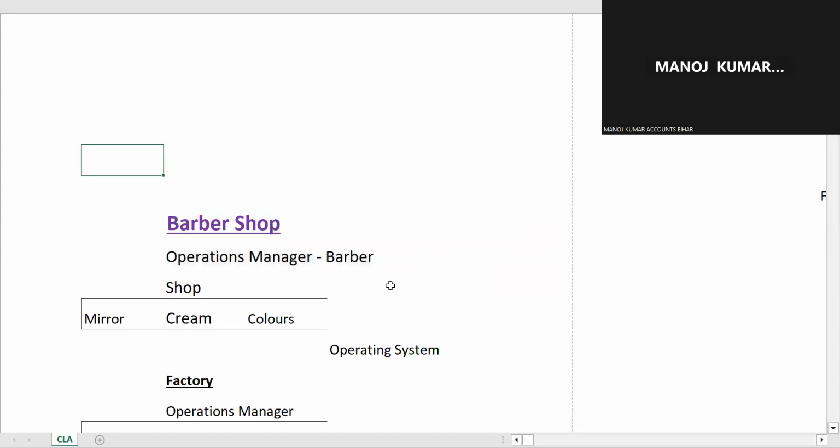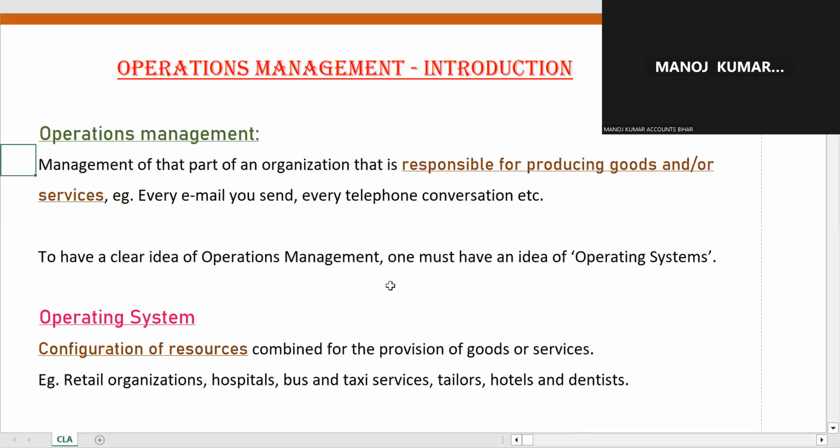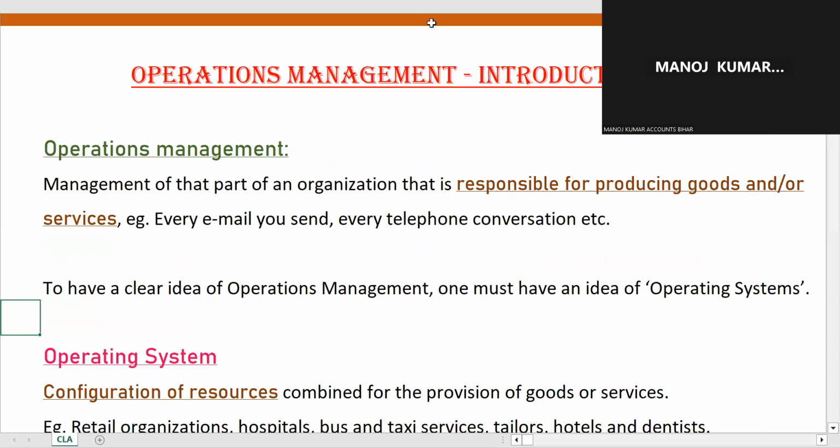So this is a small example of an operating system where, in one shop, in one room, the customer receiving function is there and production is also happening there. Production there is what? Rendering of services. So next, to have a clear idea of operations management, you must have an idea of operating systems. Operations management will always work through operating systems.